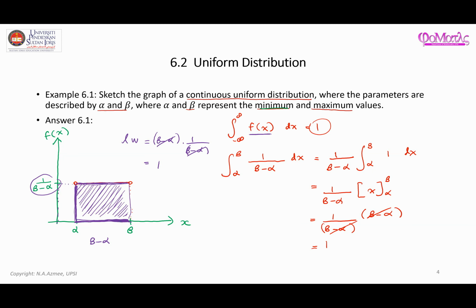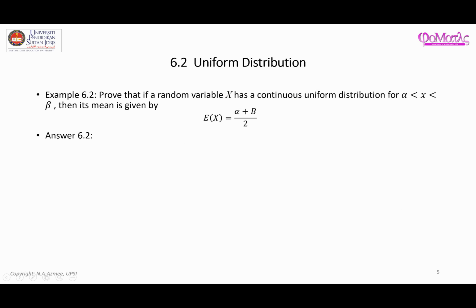Okay, right, now let's move on to the next one, the proving part. We're going to prove that if x has a continuous uniform distribution for x between alpha and beta, then the mean is given by this right here, alpha plus beta over 2.